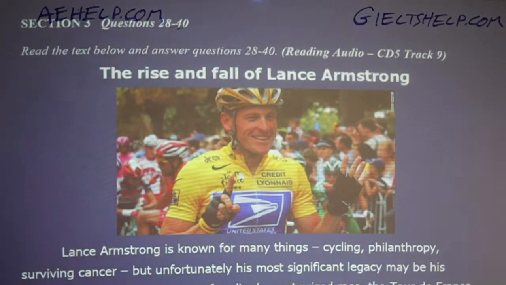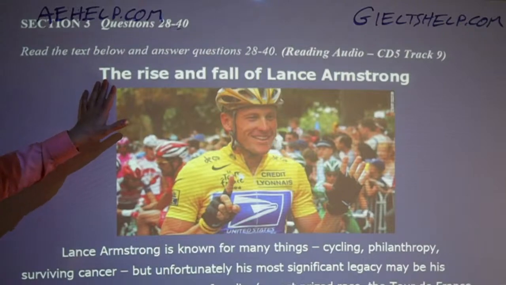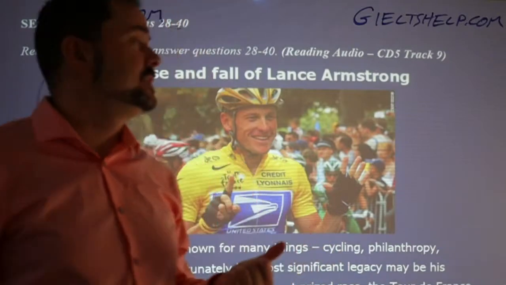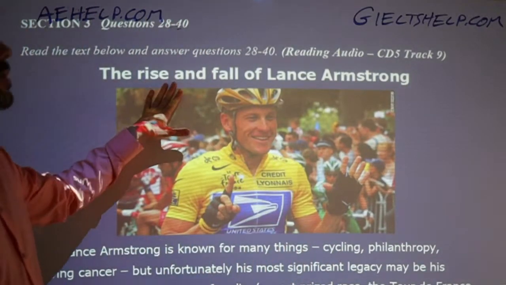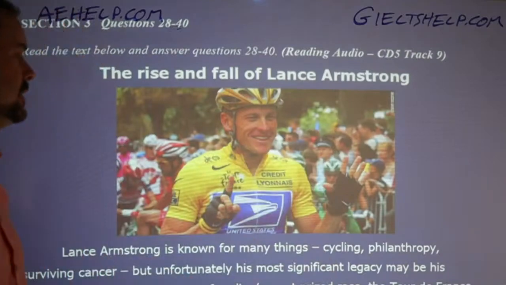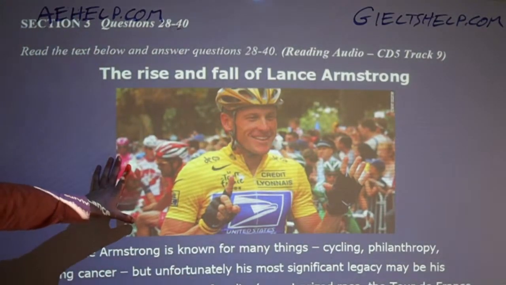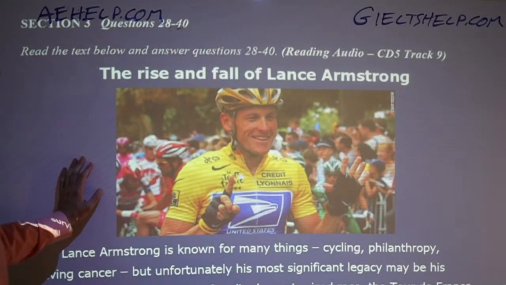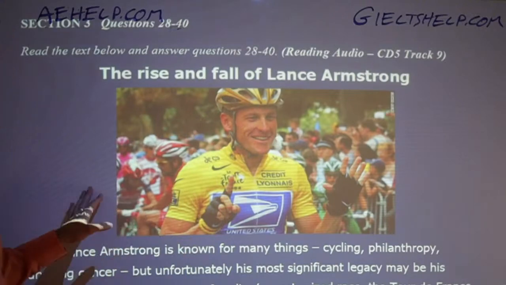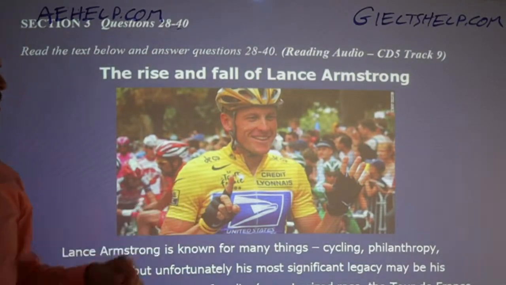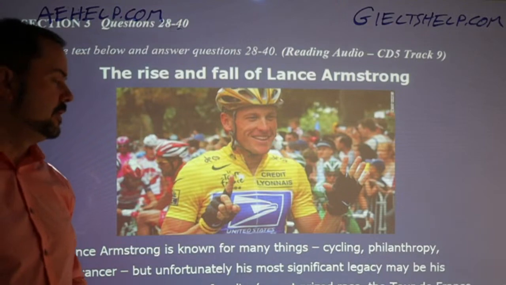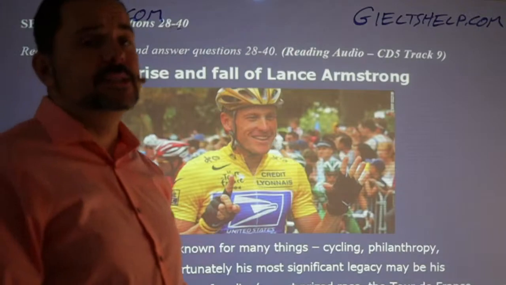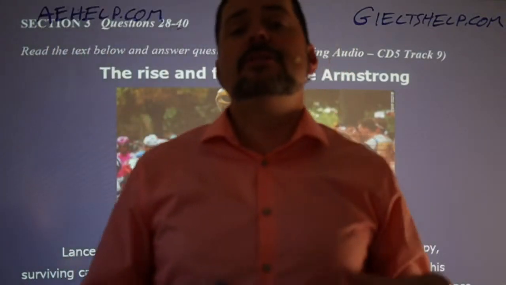So here we have this title. The first step to a good reading strategy is to read the title, The Rise and Fall of Lance Armstrong. And then here we have a picture of Mr. Lance Armstrong. And it looks like he's into biking. He's got a bike helmet on, okay, biking jersey or uniform. All right. Good.